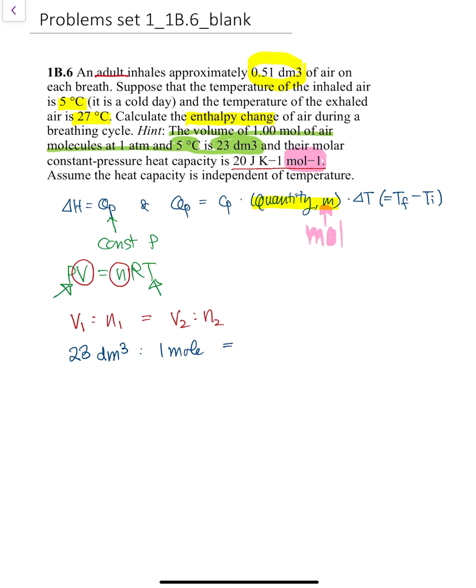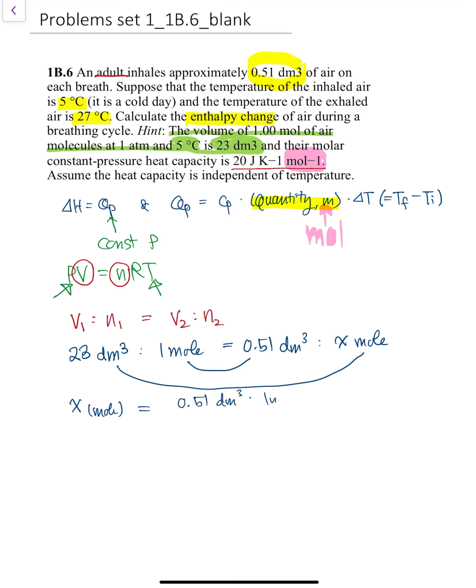Therefore, if we got 0.51 decimeter cube, we can calculate how many mole that is. And you know how to deal with it. The product of these two numbers and these two numbers should be equal. And with a little arrangement, we can say x should be equal to 0.51 decimeter cube times 1 mole divided by 23 decimeter cube. Okay, don't plug in these numbers into calculators yet.